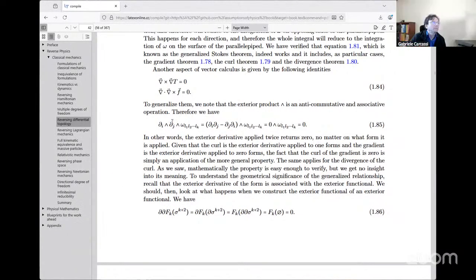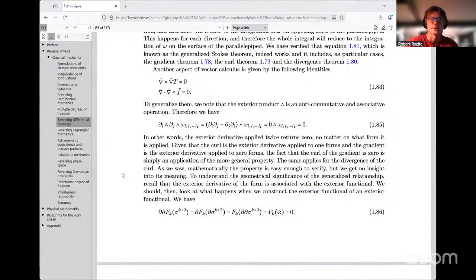So just applying two exterior derivatives. Yeah, so you have two exterior derivatives, you do the wedge product between the derivatives themselves, and then you see that they are basically the same thing with the minus, with the index inverted, so it's 0. In other words, the exterior derivative applied twice returns 0, no matter on what form it is applied.